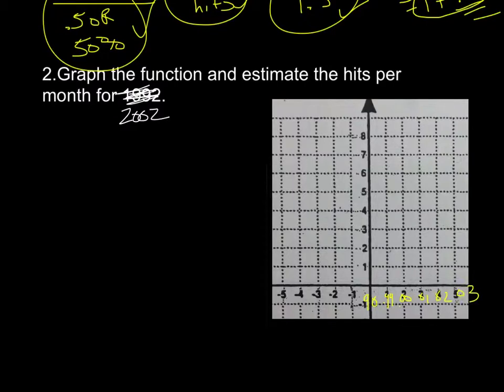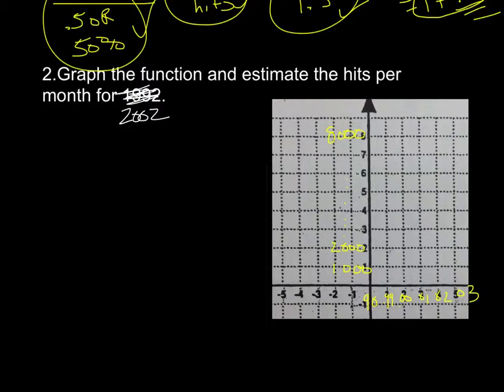And let's make this nice. We're talking about thousands of hits. So let's call the 1 actually 1,000, and the 2 will be 2,000, and so on, all the way up to 8,000 here. That should be a good scaling for our graph.